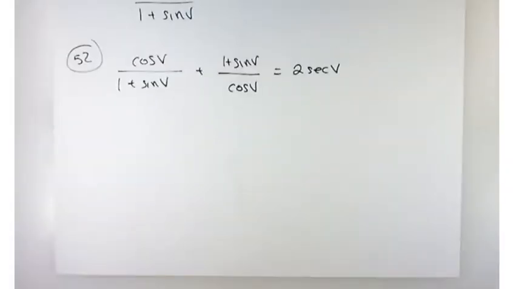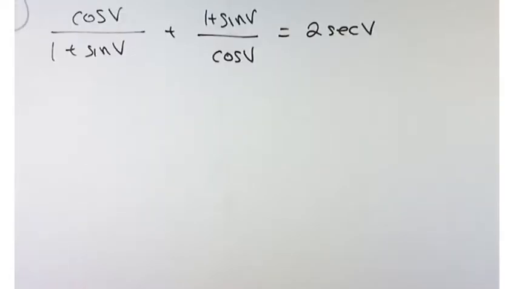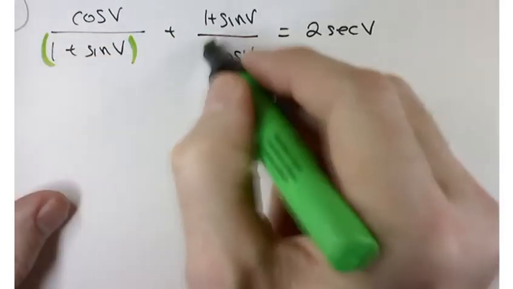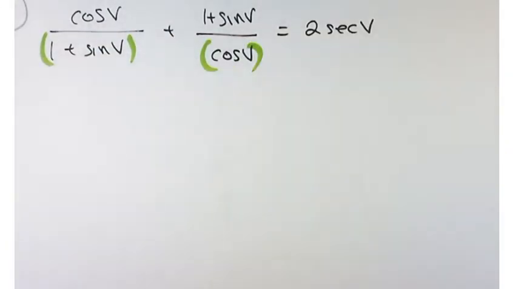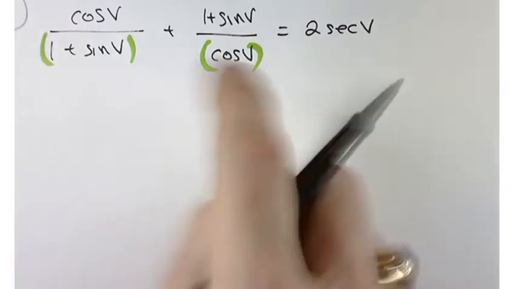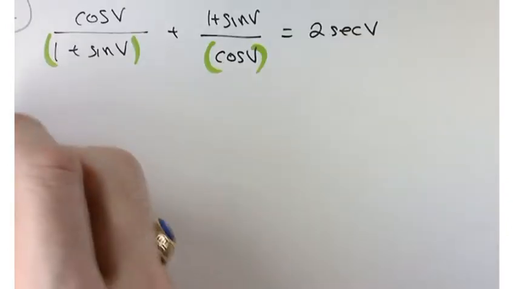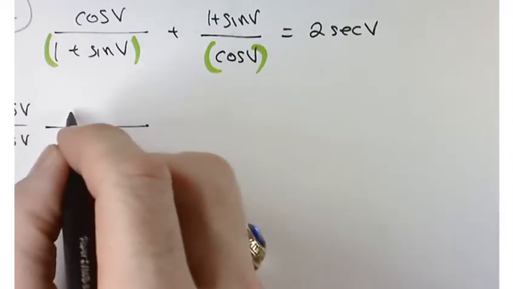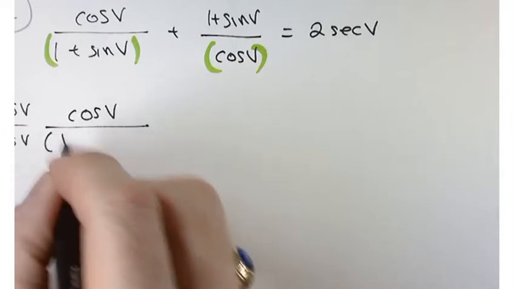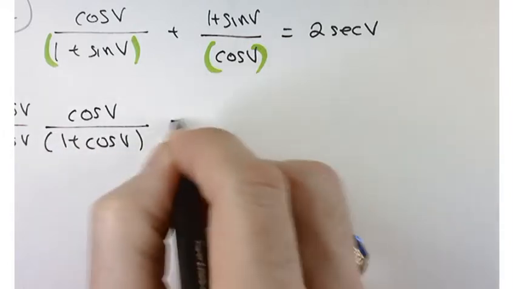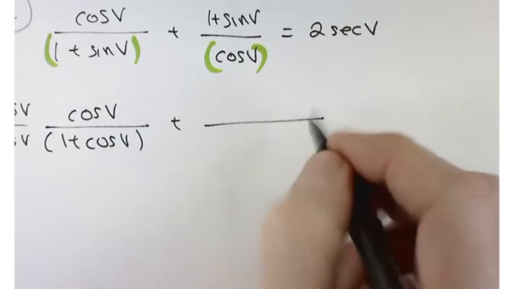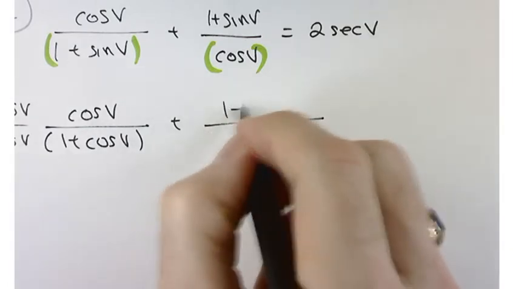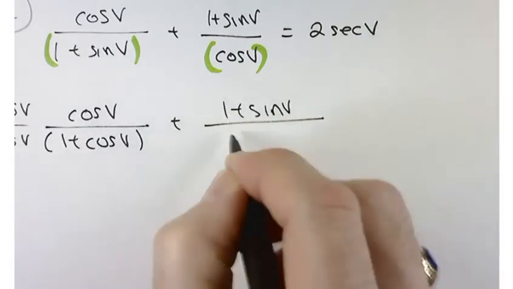So, what would a common denominator be for problem 52 here? Perfect. It's just the product of these two terms. So, I'll take this term and I'll multiply by cosine v over cosine v. So, cosine v, 1 plus cosine of v. And this one's going to get multiplied by 1 plus sine of v over 1 plus sine of v.